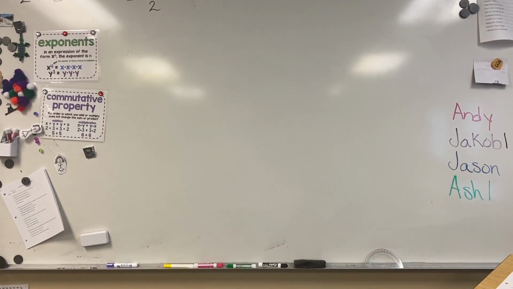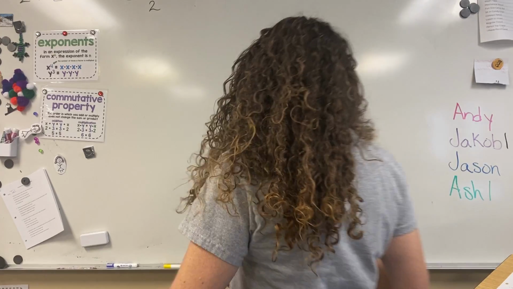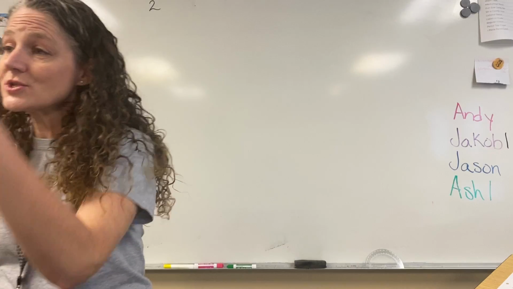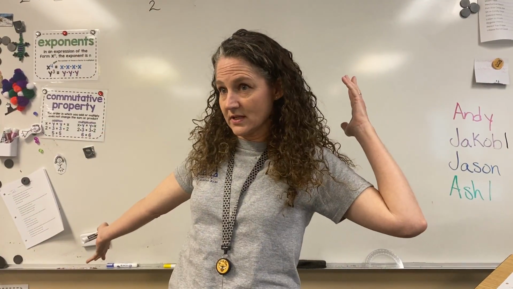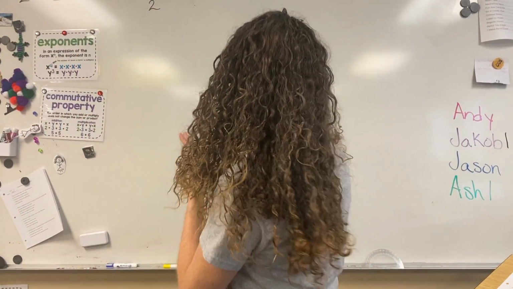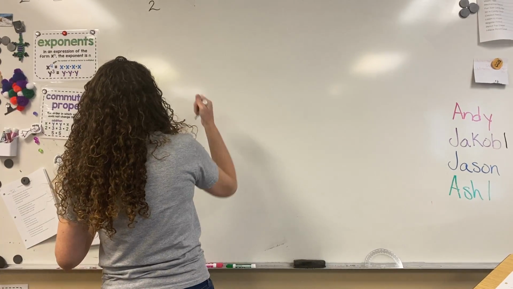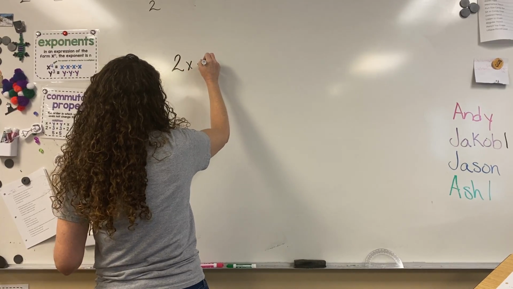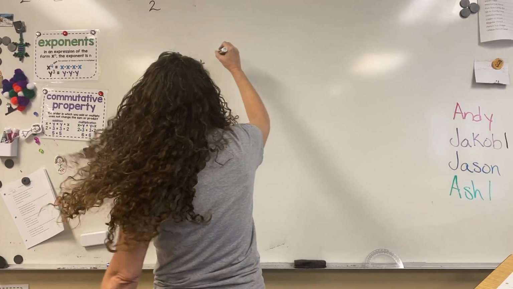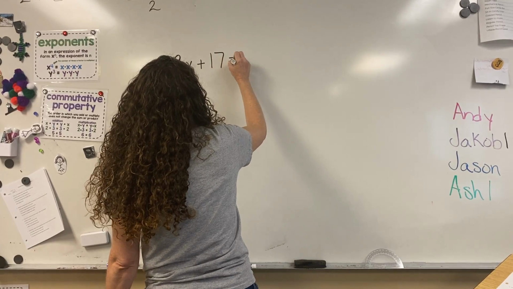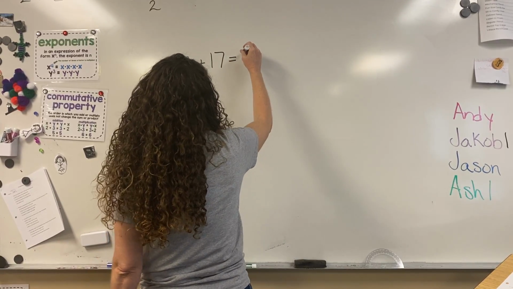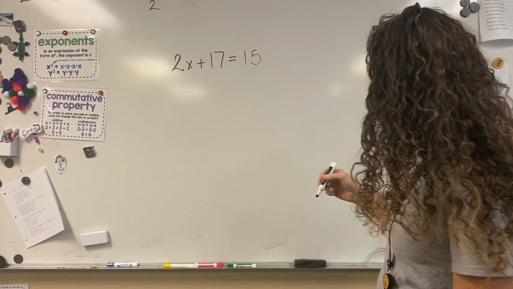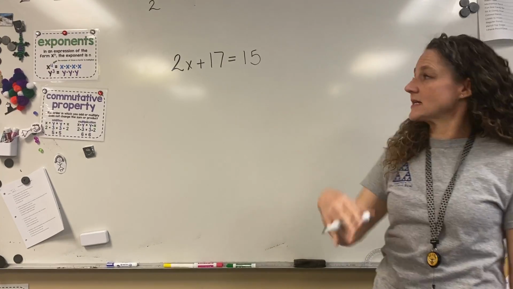When you have a two-step equation, you take one step to turn it into a one-step equation, and then you know how to solve it. On a two-step equation, we're going to have something multiplied by x. We're going to have 2x plus, give me a number. 17. 17 equals 15. Not 15x, just 15. We'll do one with x next time.